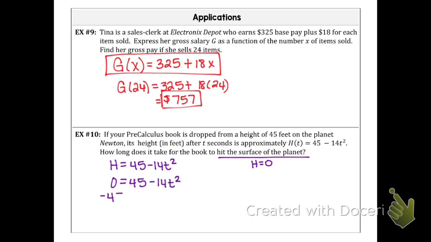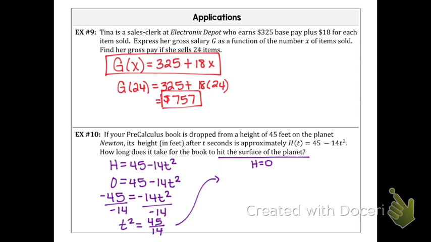And we're going to solve for T. So I'm going to subtract my 45. I'm going to divide by the negative 14. And so T squared equals 45 over 14. As a decimal, it's not pretty, so I just went ahead and left it as a fraction, because we don't want to round until the end.